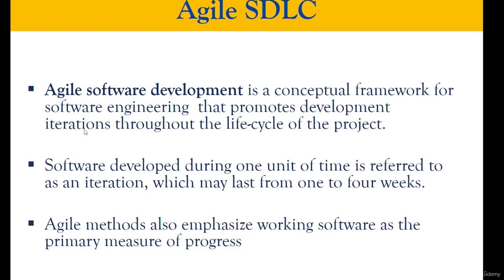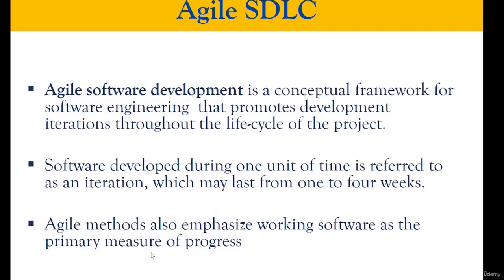But here the iterations go again and again, and the software developed during one unit of time is referred to as an iteration, which may last from 1 to 4 weeks. So each iteration, in simple words, will take not more than 4 weeks. In those 4 weeks you need to plan your activities for the development of the website. For example, module 1 will take 4 weeks, and module 2 will take another 4 weeks. In this way you are doing a divide and conquer approach.